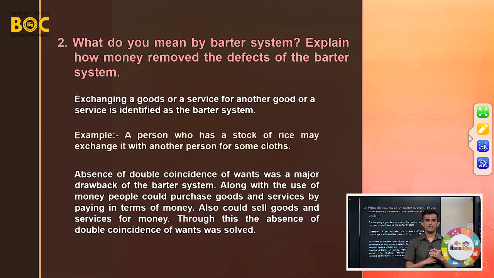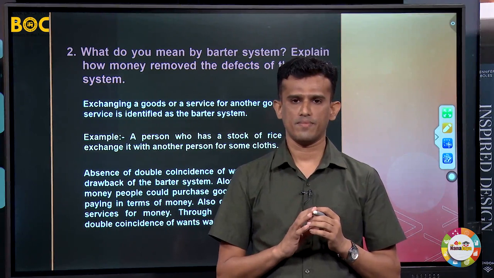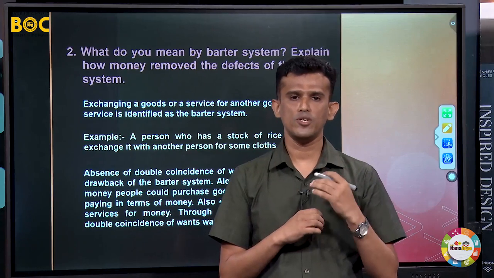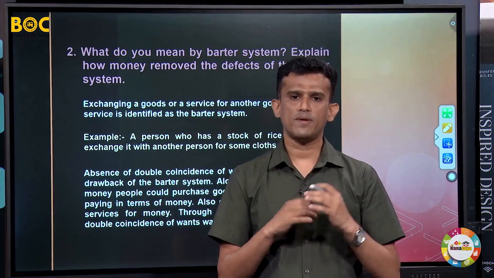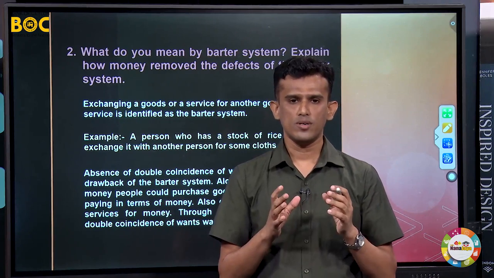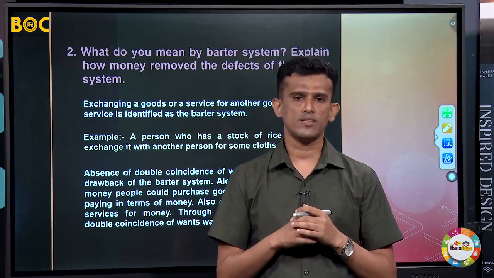What do we mean by the absence of a double coincidence of wants? A person is having some rice and he needs some clothes. So, in order for a transaction to take place, this person should find a person who needs rice and who has clothes. In other words, the wants of the parties who enter into the exchange should mutually agree with each other. If there is no mutual agreement between the wants of the parties, the exchange cannot take place. So, the absence of double coincidence of wants was a major drawback people faced during the barter system.